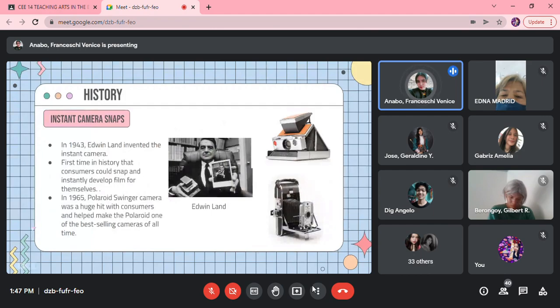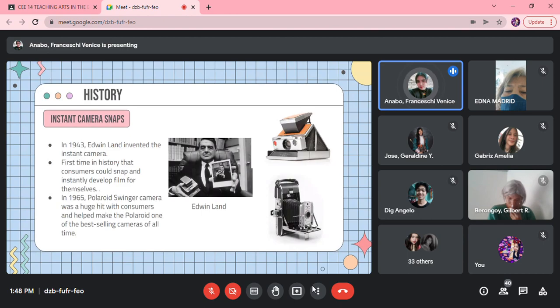Next, we have the instant camera snaps. In 1943, Edwin Land invented the instant camera. In today's generation, we know the instant camera as the Polaroid camera or the Instax. It was the first time in history that consumers could snap and instantly develop film for themselves.